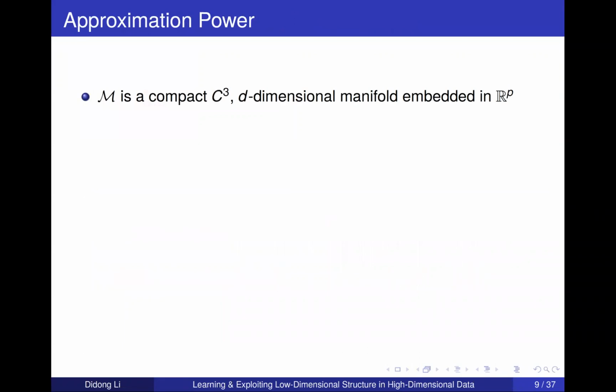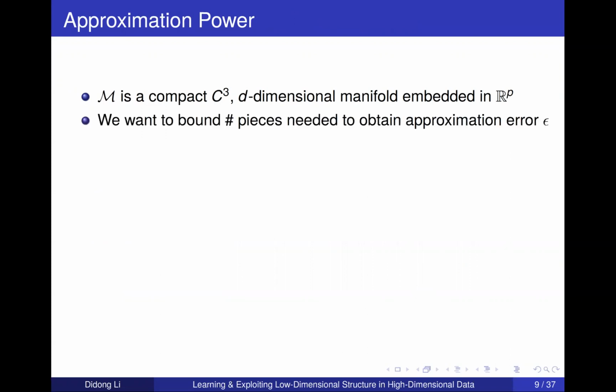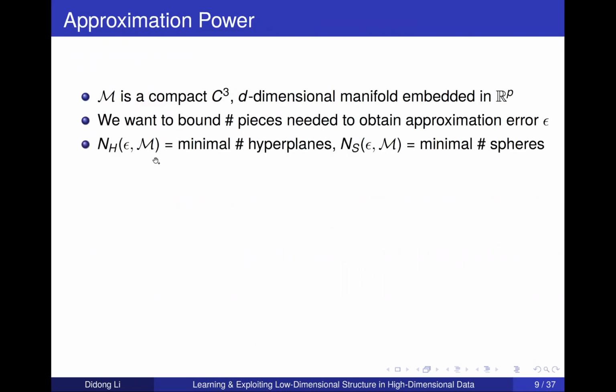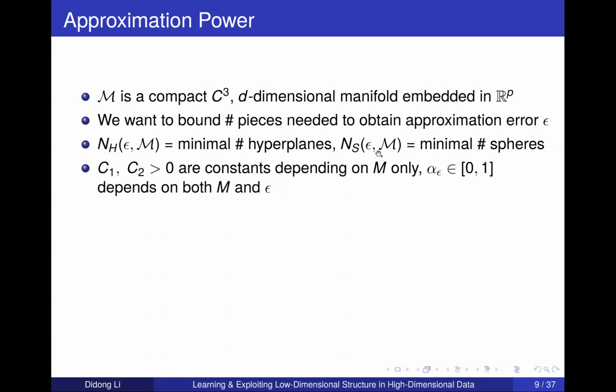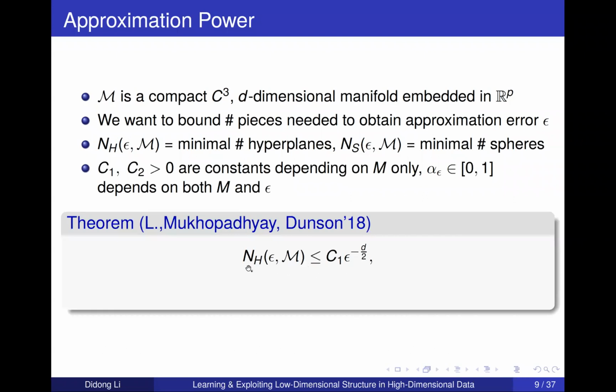Assume M is a compact, three times differentiable, d-dimensional Riemannian manifold embedded in R^p. We want to bound the number of pieces needed to obtain the approximation error epsilon. The notation is H_epsilon(M), the minimum number of hyperplanes. H means hyperplane, epsilon is the approximation error, and M is the manifold. Similarly, S_epsilon(M) is the minimum number of spheres. S means spheres. We want to find the upper bound of these two quantities. Let C1 and C2 be two constants depending on the geometry of M only, and alpha_epsilon is some weight between 0 and 1 depending on both M and epsilon. So we show that the minimum number of hyperplanes is upper bounded by epsilon to the negative d over 2, up to a constant.